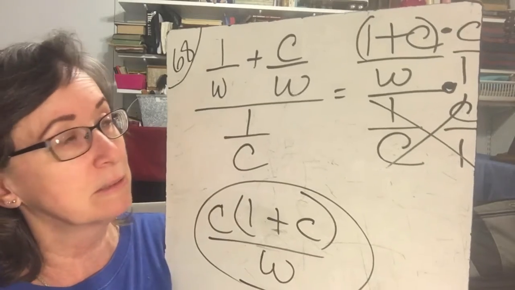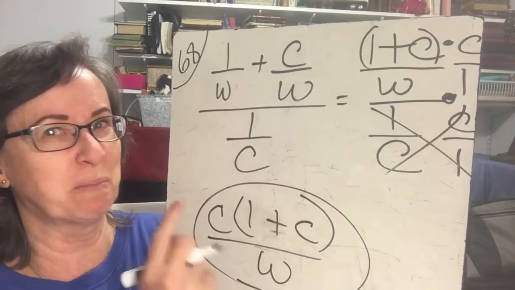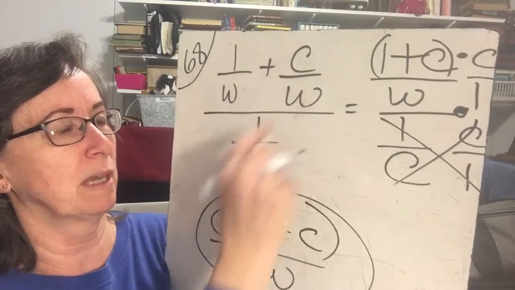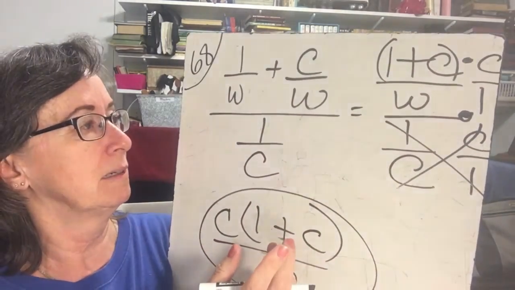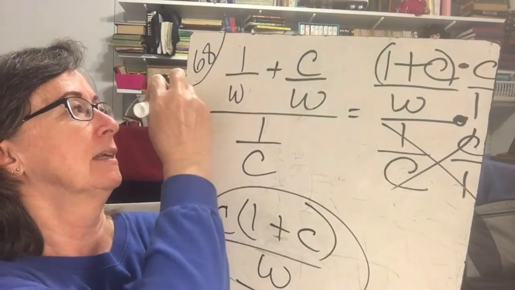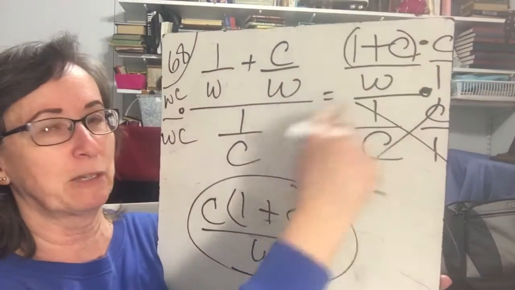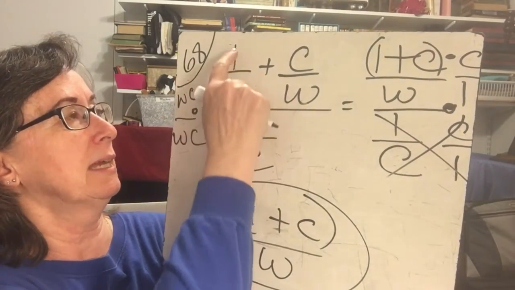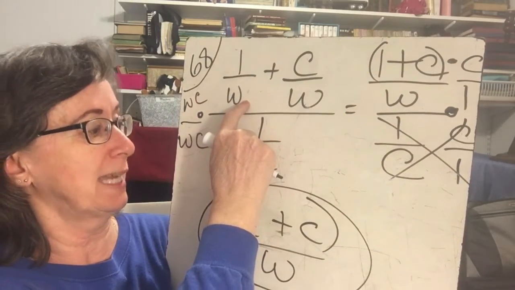Okay? Now, what if I went back here and I multiplied everything by the least common denominator? What if I multiplied everything by WC? Okay, so I'm just going to multiply this WC over WC. I'll do it over here because I don't want to erase all of that. Okay, so now let's check. What is WC times 1 over W? Well, the W's will cancel, and I'll just get C.